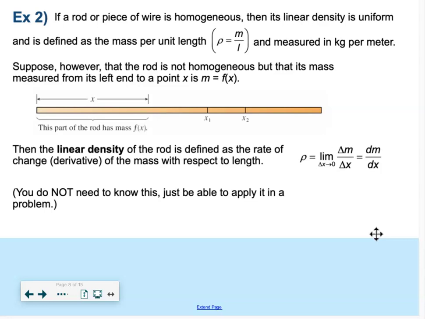I want to stress this through all the rest of these applications. No one is ever going to test you to see if you know what marginal cost is or what linear density is. We'll always explain it to you. Okay, so let's do this in a problem.